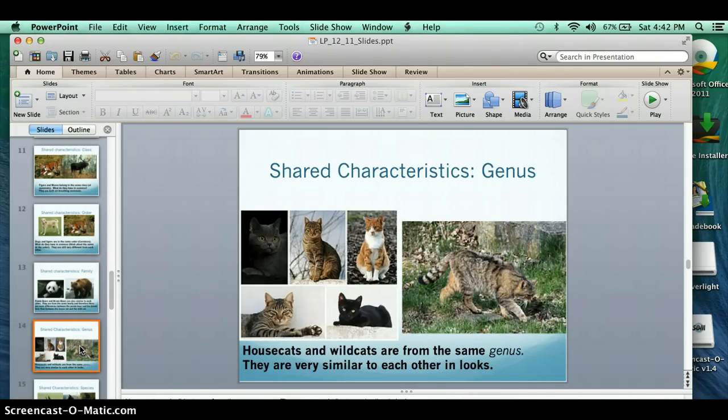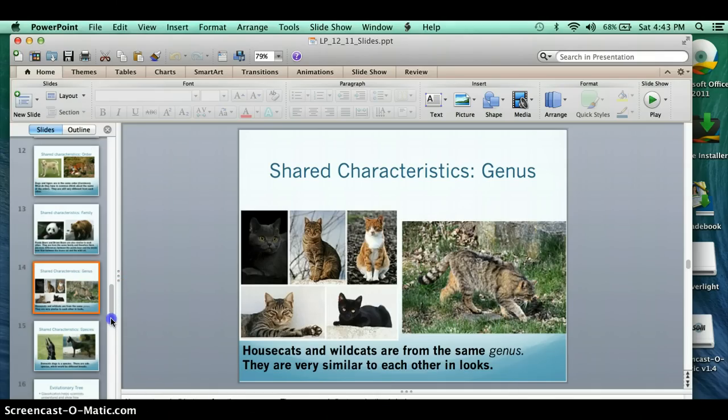Okay, the next one is genus. So animals in the same genus are very similar to each other. So let's take this example, house cats on the left and wild cats on the right. They're in the same genus. They are very, very similar to each other. They're almost in the same species, but because of their environments, they're not quite exactly the same in terms of structure, so we can't call them in the same species. But they're so close to each other in terms of looks and characteristics, so we call them to be in the same genus. So not only are they in the same kingdom and phylum and class, order and family, they're also in the same genus.